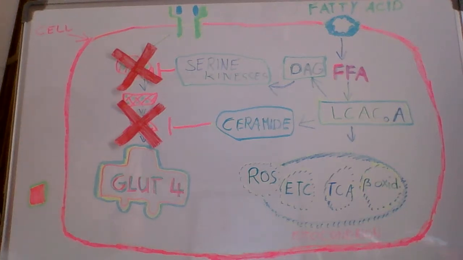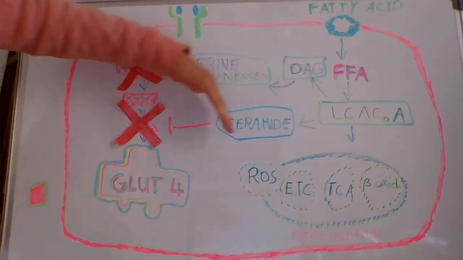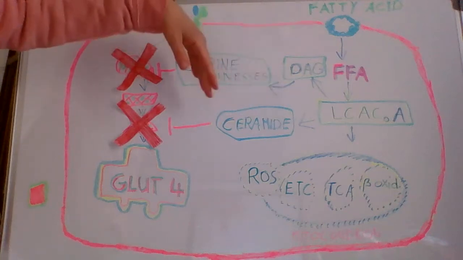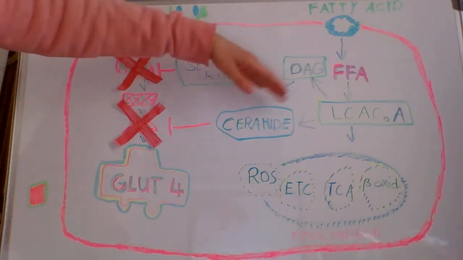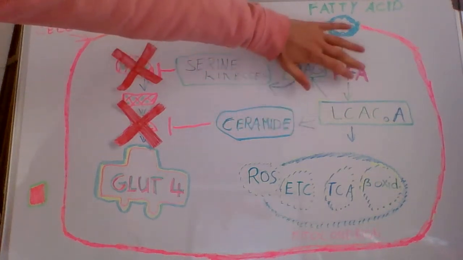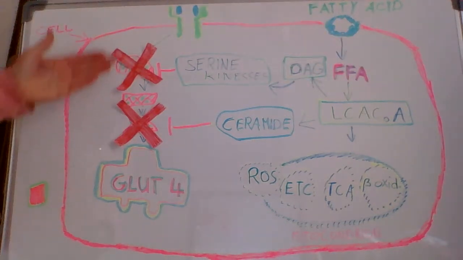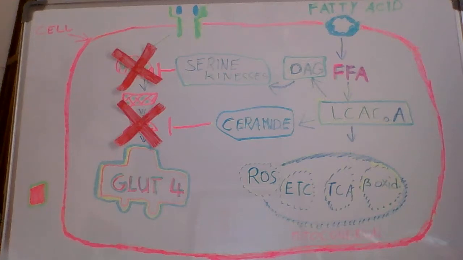But what can we do to fix the problem? When somebody has type 2 diabetes, they should not focus on restricting carbohydrate, but they should focus on cleaning the cell out of these fats and the breakdown products and the free radicals. So when we clean out the cell of the fat, then this whole process will work again.